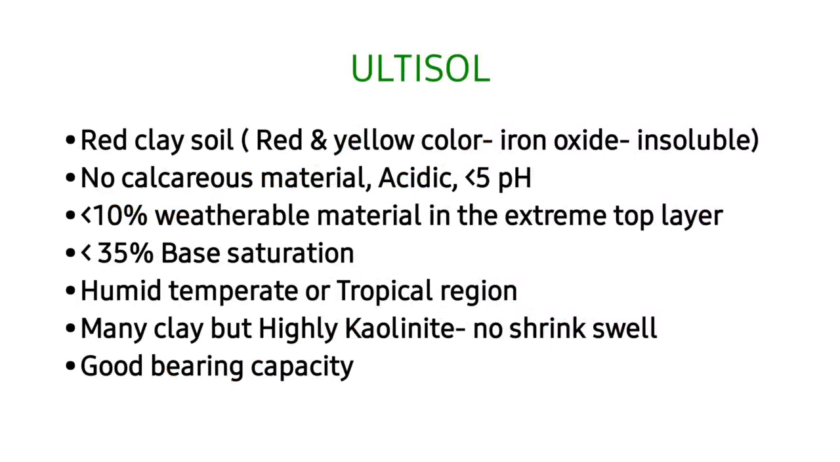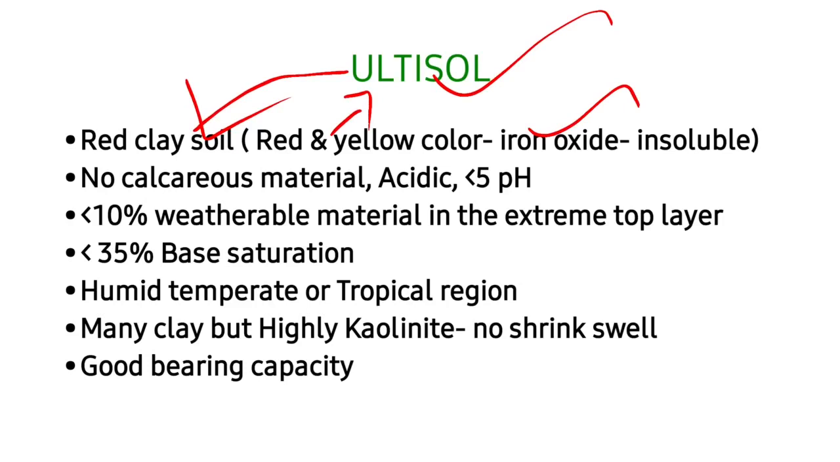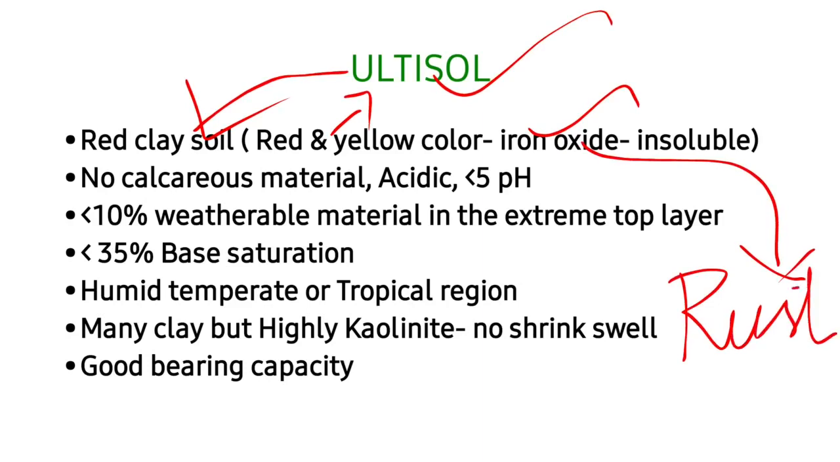Coming to the next, we are going to see the ultisol. You can compare it with vertisol. Vertisol is called black cotton soil. Likewise, ultisol is called red clay soil. Red and yellow colors are predominant in this ultisol because it has a high amount of iron oxide, which is said to be rust, and it is highly insoluble in water.